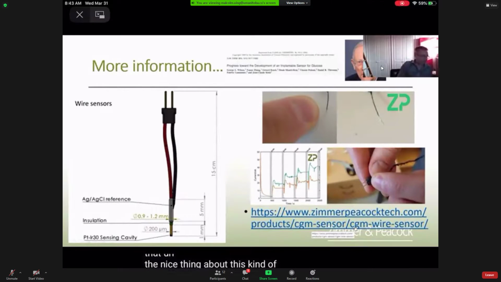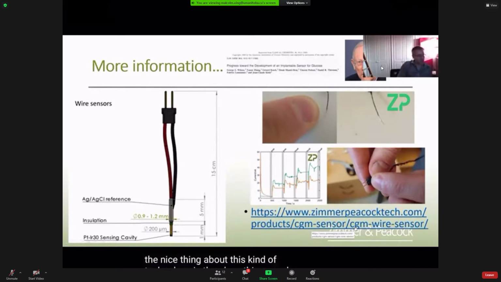The nice thing about this kind of technology is there's nothing new here. The picture that's slightly hidden by my face is a guy called George Wilson, and the paper that I have referenced up here, Progress Towards Development of Implantable Sensors. He published this paper in 1992, so that was before I went to university. So it shows really that there's nothing new here.